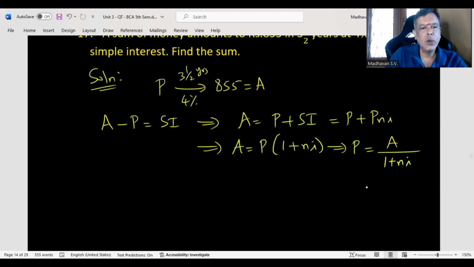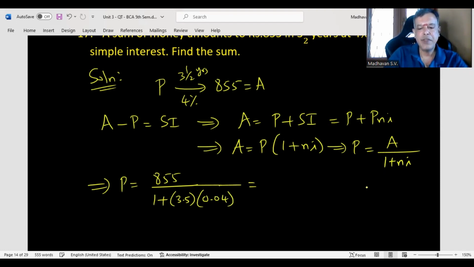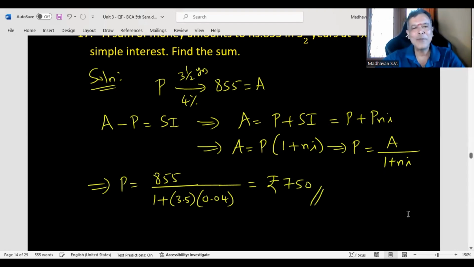Now A is known to be 855, N is known to be 3.5 years, and the interest rate is known to be 4%, so 0.04. Now, if we calculate this, we will get rupees 750. That is the solution for this particular problem. Let us move on to the next.